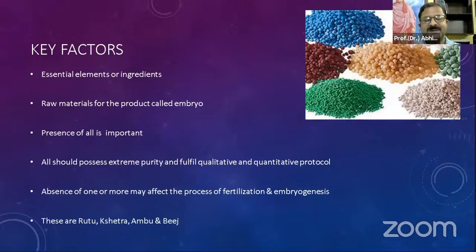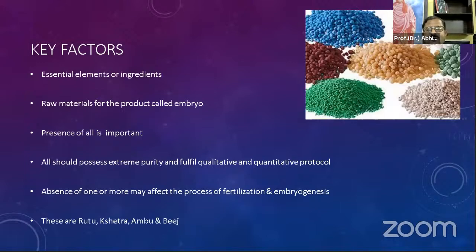And again, a very important thing is that the presence of all is important. It is not the case that two or three are present and an embryo is being formed. All the four things should be present at a time. Only then is there the possibility of conception, the possibility of fertilization. So presence of all is very important. And again, all should possess extreme purity and fulfill the qualitative and quantitative protocol. See, this is very important, because sometimes quality is important, sometimes quantity is important, and sometimes both are important. So proportion and measurement of all these things with good quality is essential for fertilization and conception. Absence of one or more may affect the process of fertilization and embryogenesis.